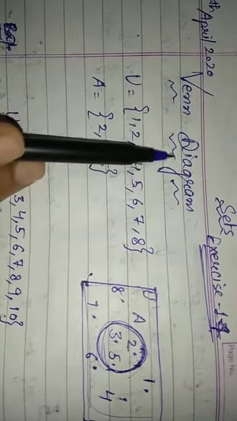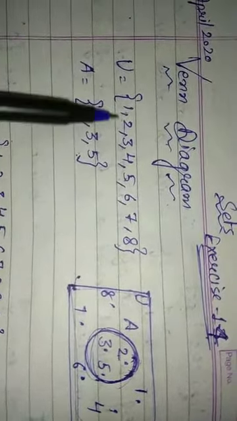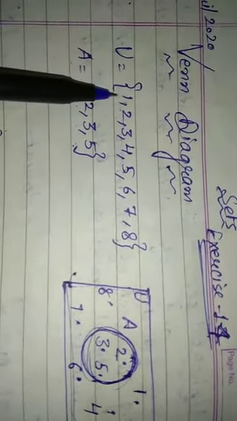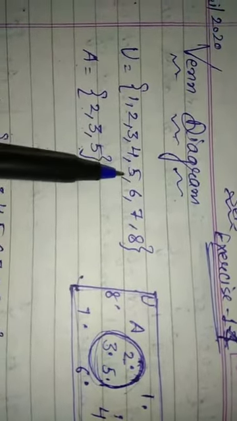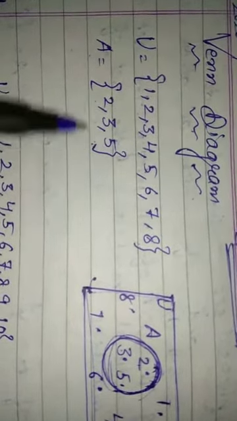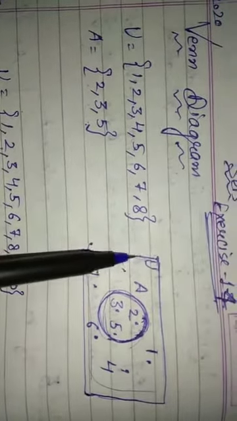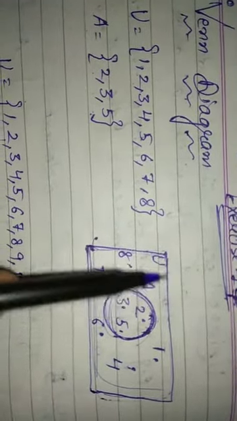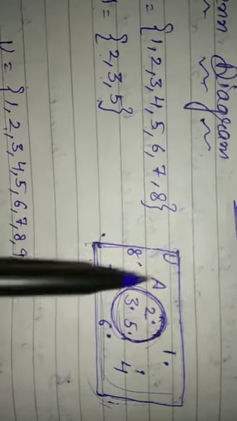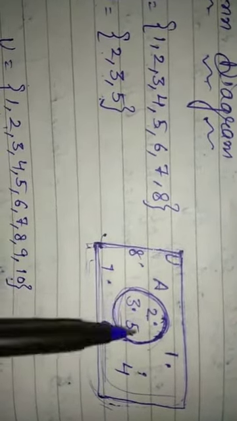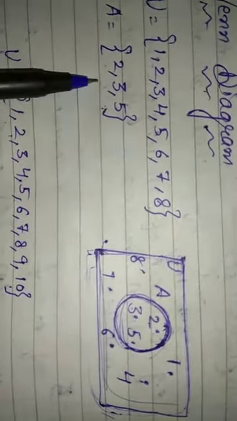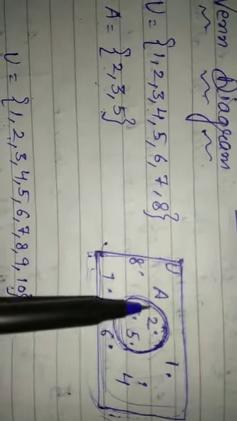We can show sets by a diagram, which is called a Venn diagram. Suppose the universal set has elements 1, 2, 3, 4, 5, 6, 7, 8, and set A has elements 2, 3, 5. How will you show this by a Venn diagram? Firstly, we take the universal set in the form of a rectangle. The universal set we show by a rectangle, and set A we show by a small circle, and this set is a subset of the universal set, so we take it inside.